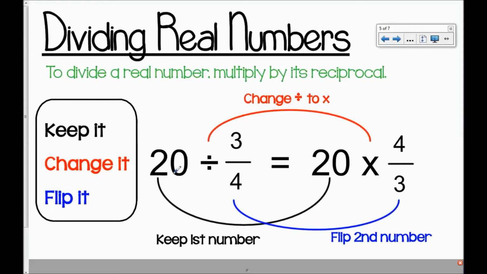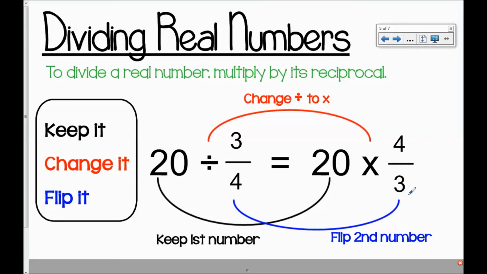So let's take the problem 20 divided by 3 over 4. What you're going to do is you're going to keep it. You keep the first number, so 20 in black there stays 20. Then you're going to change it. Change division to multiplication, and then flip it. Flip the second number. 3 over 4 flips to 4 over 3.